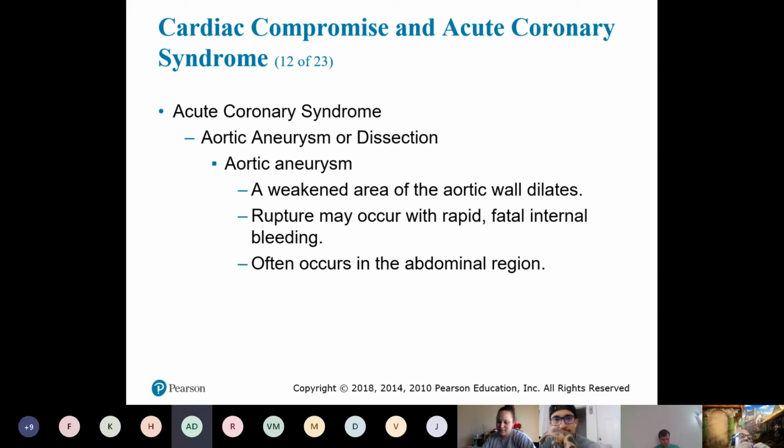And the reason being is it's more common in the abdominal region. And we call that an AAA, an abdominal aortic aneurysm.